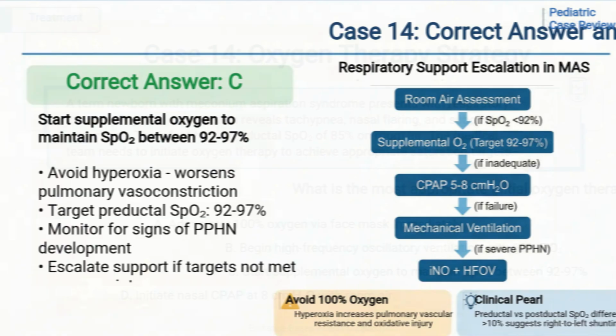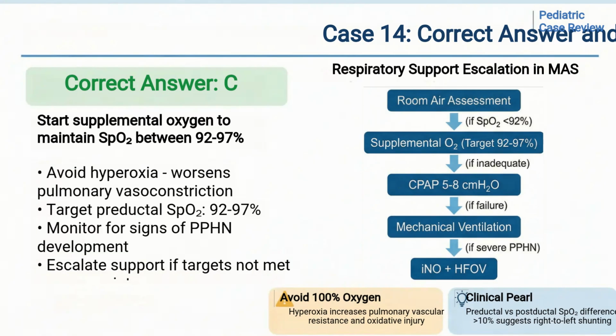The correct answer is Option C. Start supplemental oxygen to maintain oxygen saturation between 92 and 97%. The respiratory support escalation pathway in Meconium Aspiration Syndrome is as follows. First, room air assessment. If saturation drops below 92%, begin supplemental oxygen targeting 92 to 97%.